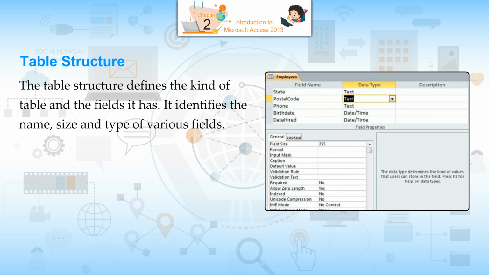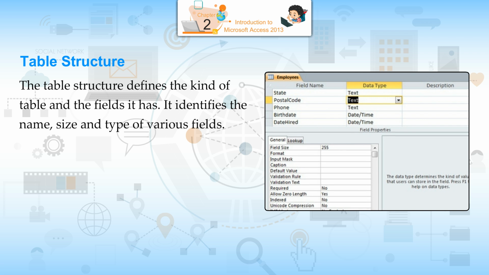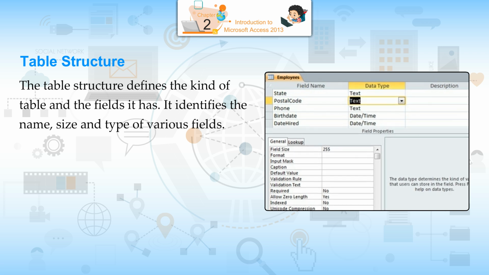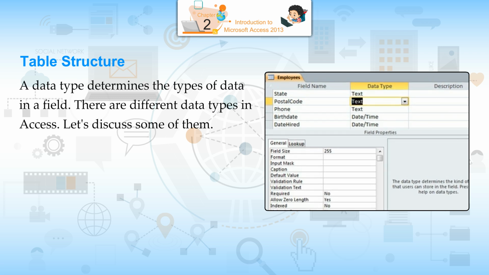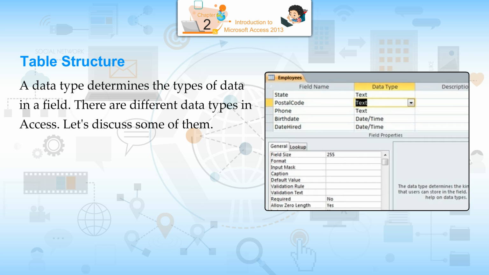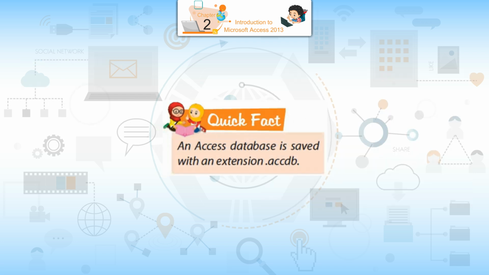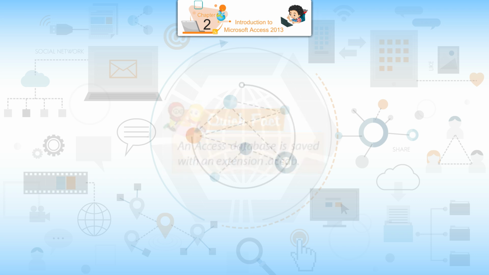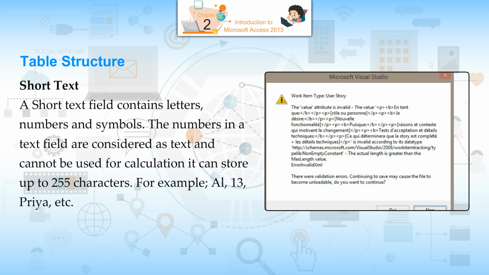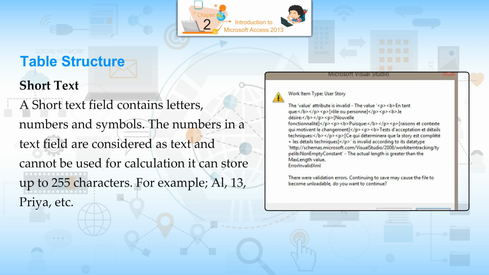Table structure. The table structure defines the kind of table and the fields it has. It identifies the name, size, and type of various fields. A data type determines the types of data in a field. There are different data types in Access. Let's discuss some of them. Quick fact: an Access database is saved with the extension .accdb. Short text. A short text field contains letters, numbers, and symbols.